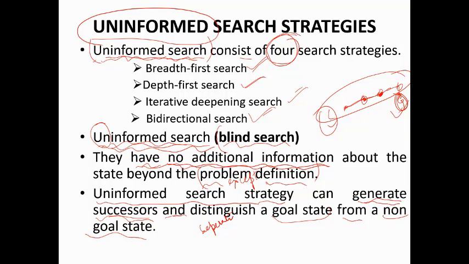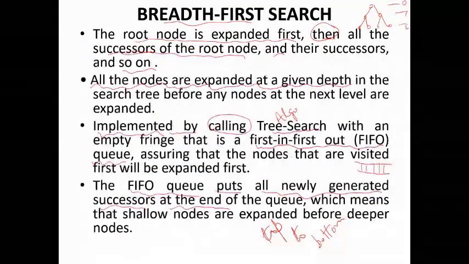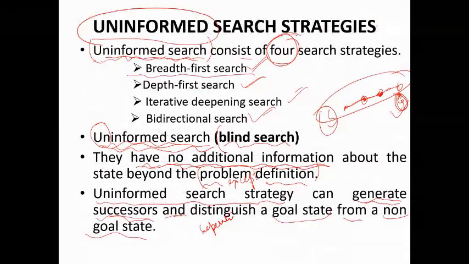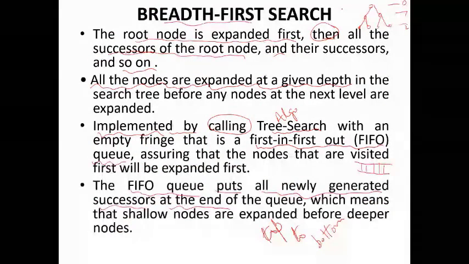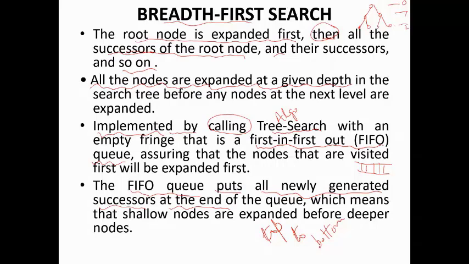So, let's move to the next one. The first strategy is breadth first search. Breadth first search works on a tree structure. The root node is expanded first, then the successors of the root node are also expanded, and so on.